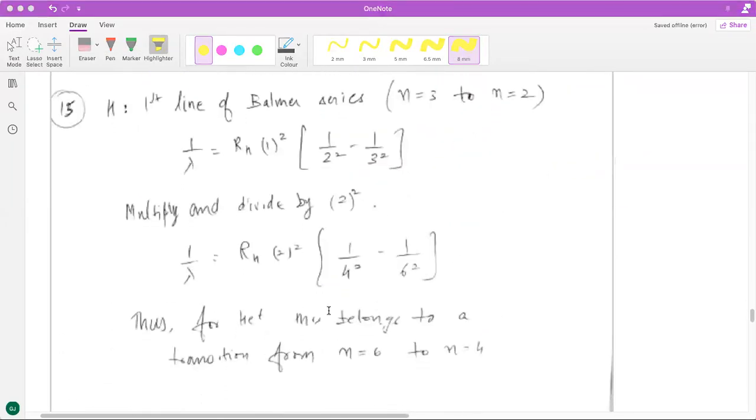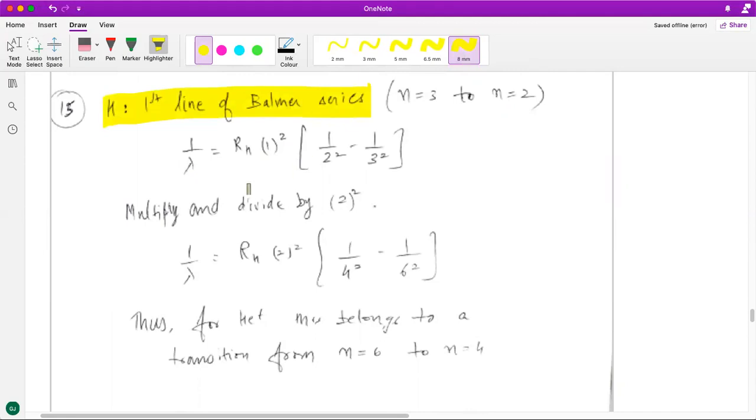All right, then 15th question. This is a straightforward question asking about the transition in helium plus, which will have the same wavelength as that of the first line in the Balmer series of hydrogen atom. So for the hydrogen atom, you wrote the expression for the Balmer series, okay.